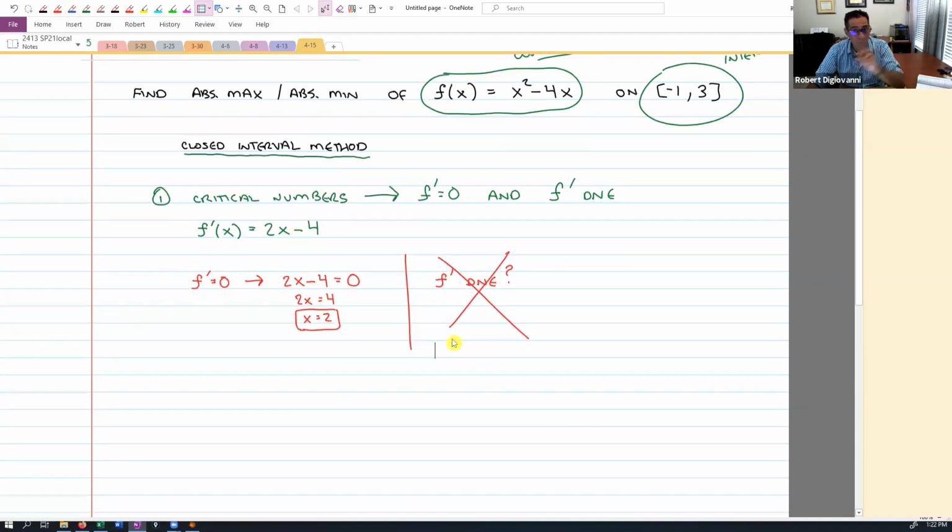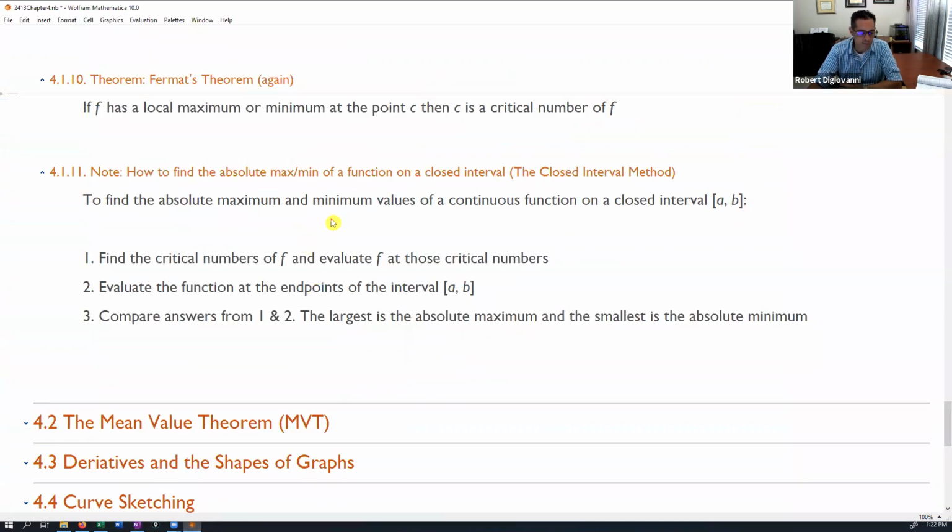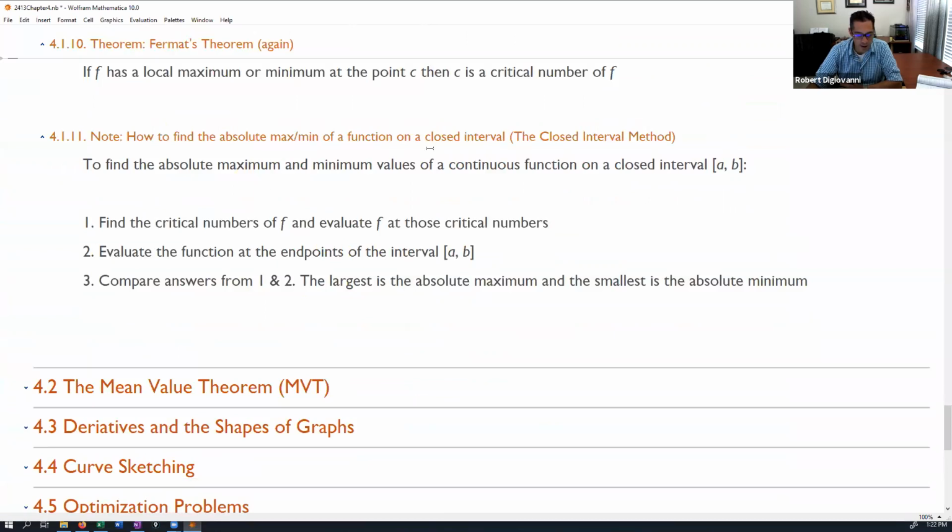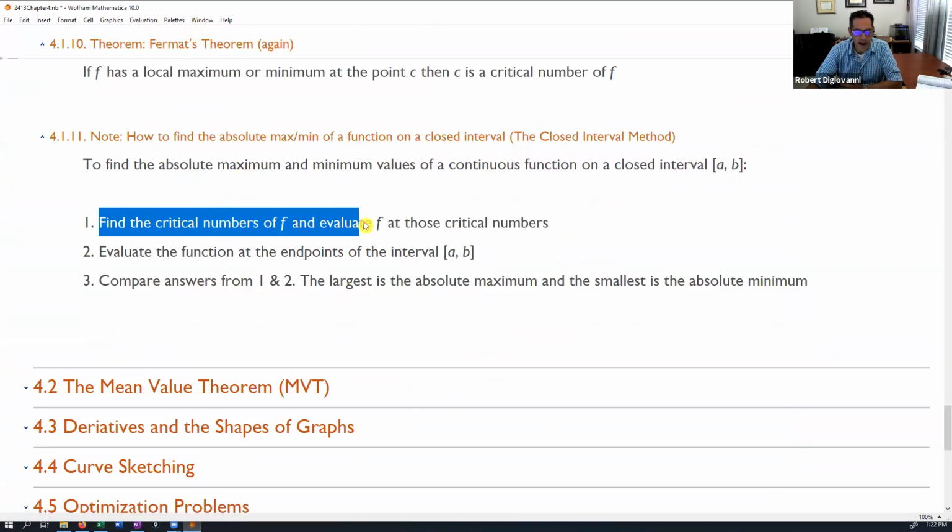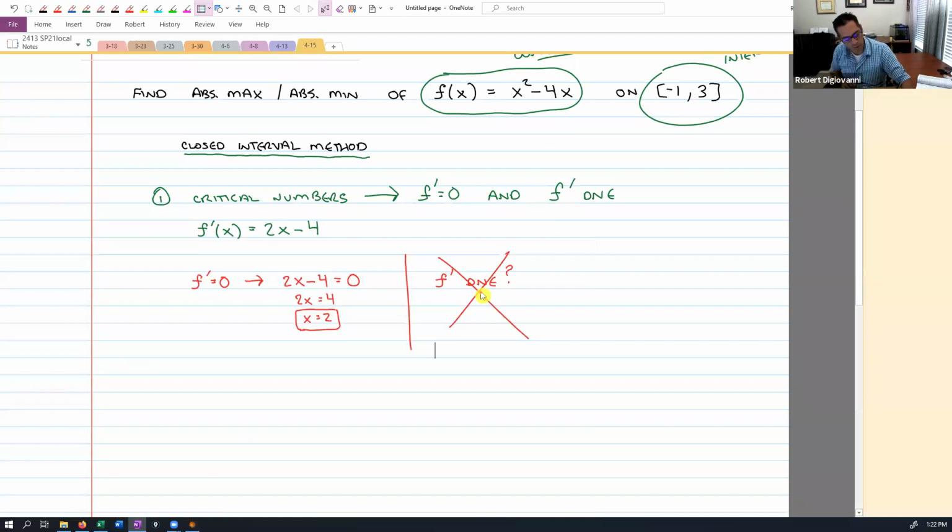So we only have one critical number. According to the closed interval method, I'm supposed to find the critical numbers and then evaluate f at those critical numbers. So let me do that step now. I only have one critical number.